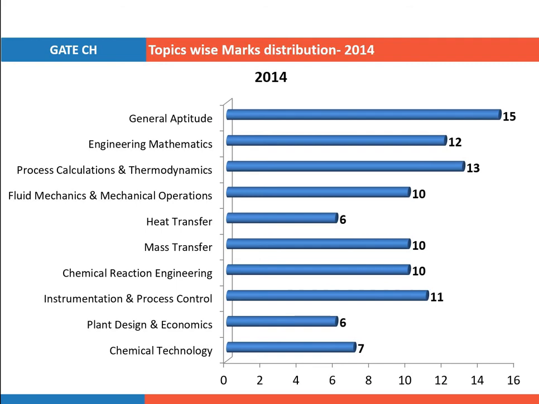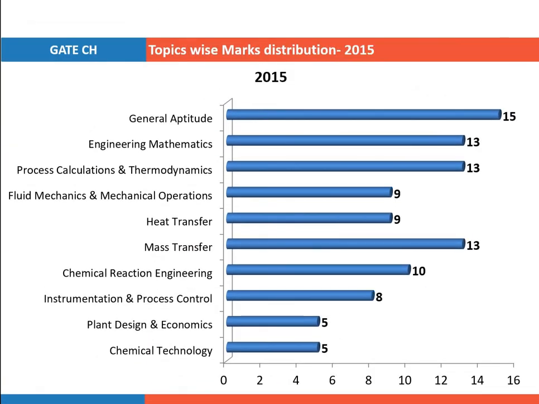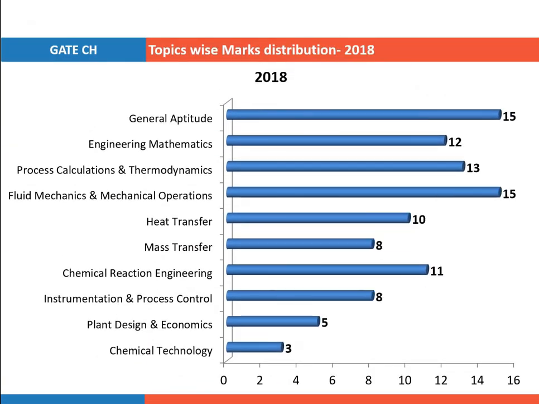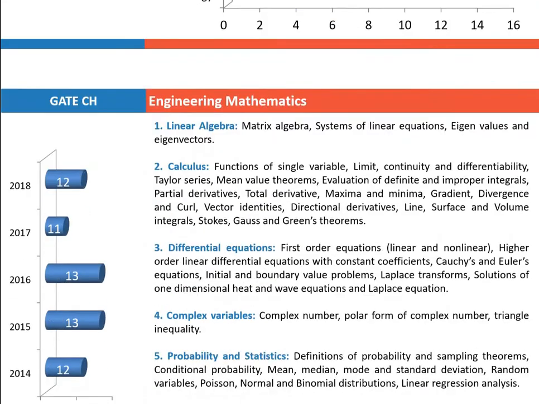2014 also had a fairly similar type of distribution, and one thing that you can find here is that in all these years the questions on thermodynamics have been the maximum. In 14 it was 13 marks, 15 also 13, 16 13, 17 10, 18 also 13. Then mass transfer has also been a major contributor over the years.